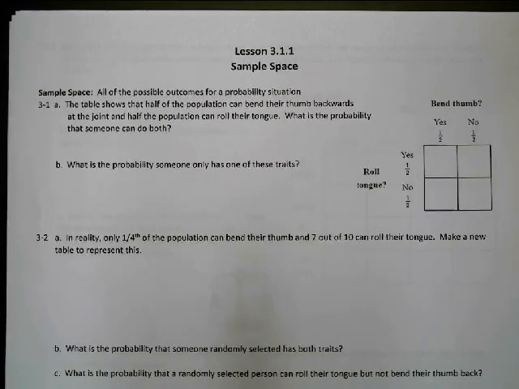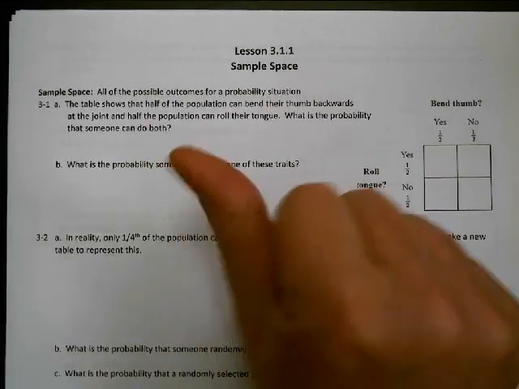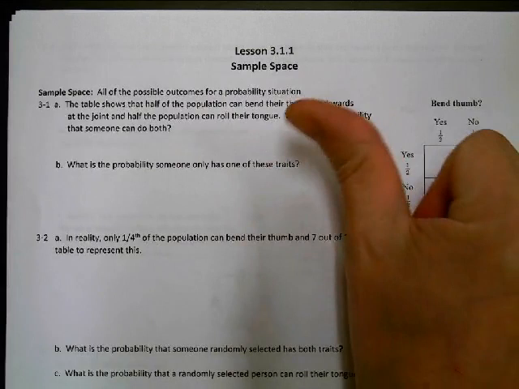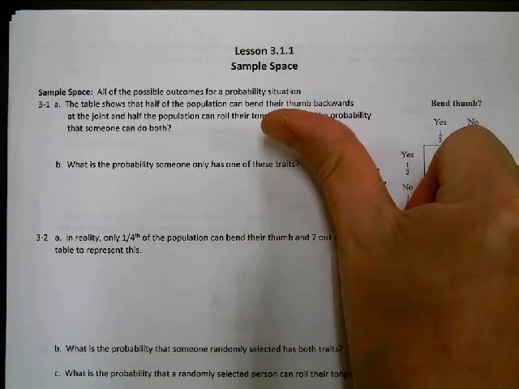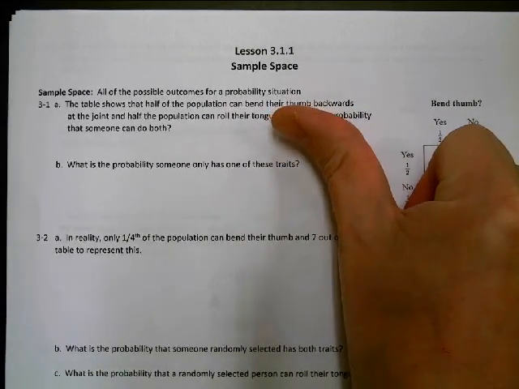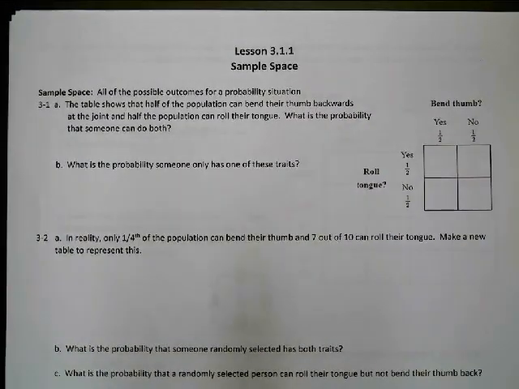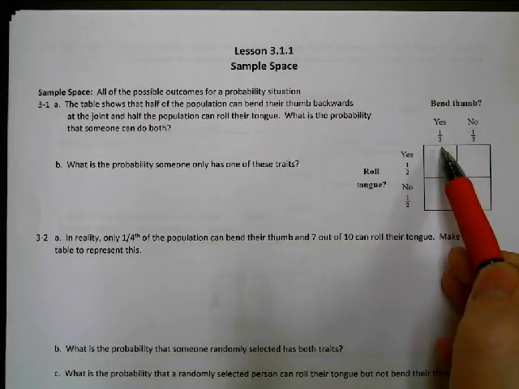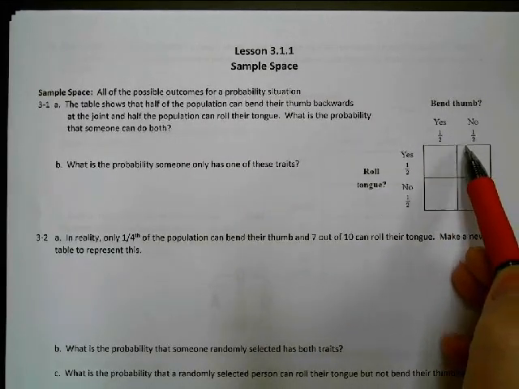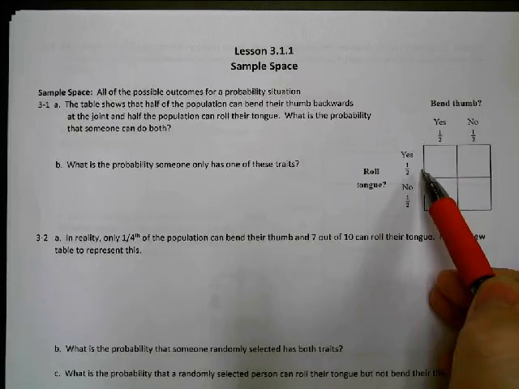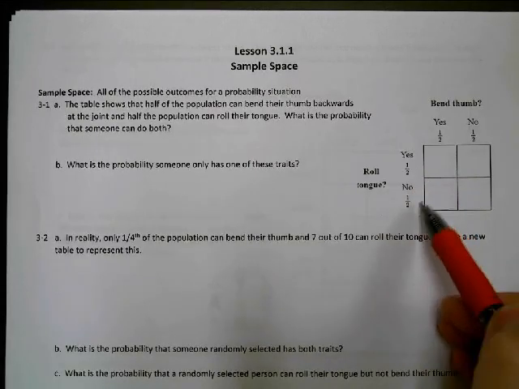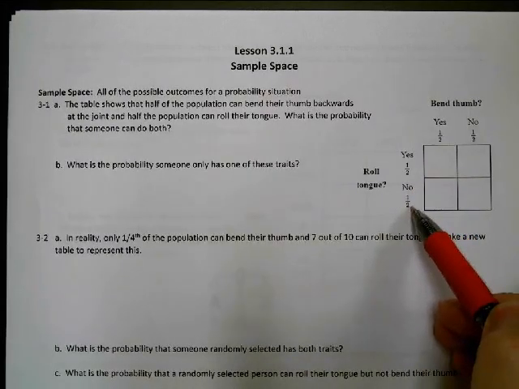We're looking at people who can roll their tongue and people that can bend their thumb. A lot of people can bend their thumb like that, so their thumb goes a little bit backwards. That looks a little bit freaky. But anyways, some people can do that, some people can't. It's all about genetics. So we're going to assume that half the people can bend their thumb and half can't, and that half the people can roll their tongue and half can't.